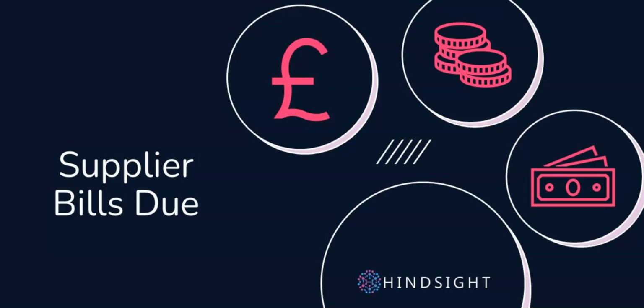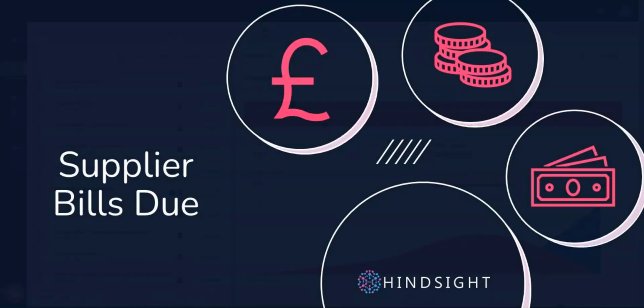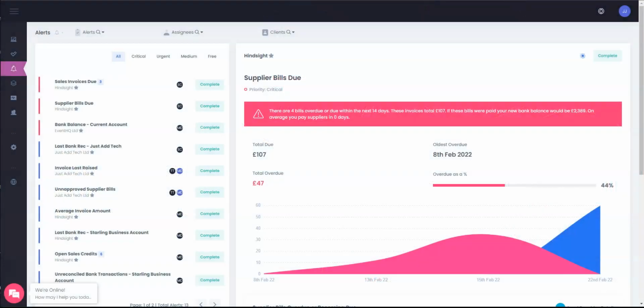Within Hindsight, you have the ability to look at when supplier bills due have become overdue or will be becoming due in the next X days. You'll see for an example I've got here for Hindsight, I've got a priority of critical set to this. So for this client, I've deemed that paying their suppliers on time is critical.